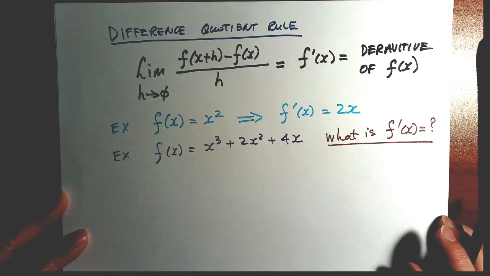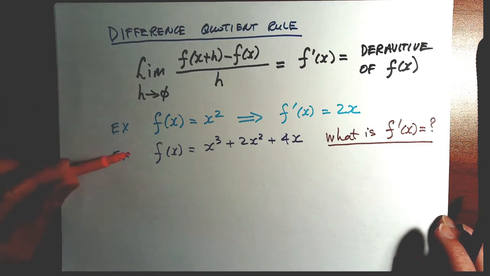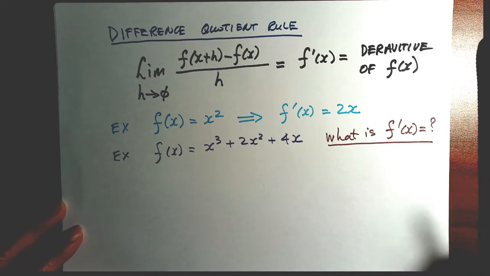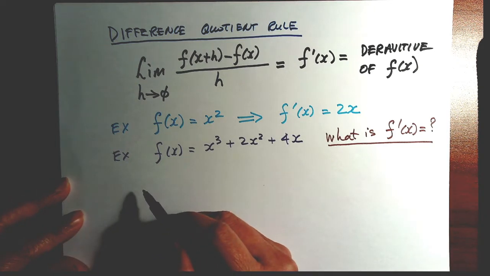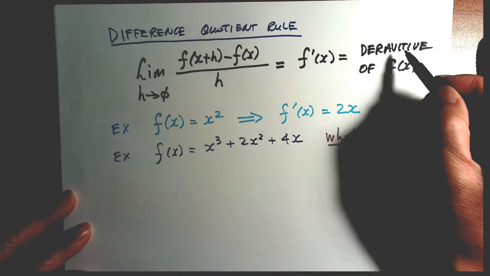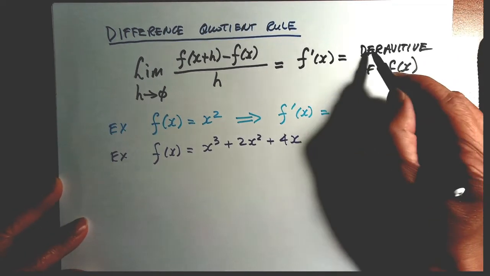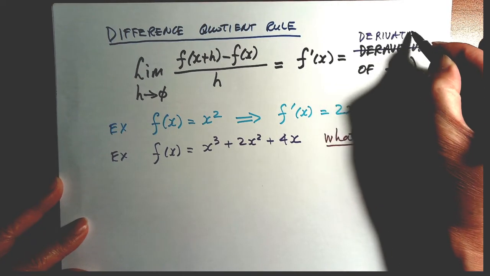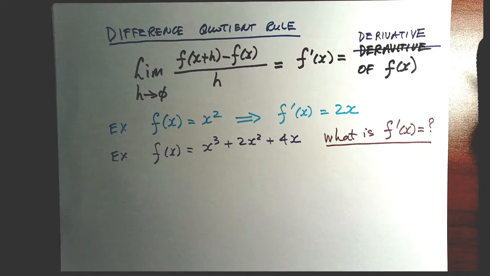We will be using the difference quotient rule above, plugging in the value of this function f(x) and seeing how we can derive f prime x, the derivative of f(x). You have to learn how to spell derivative, unlike me. D-E-R-I-V-A-T-I-V-E. Just learn it a couple of times, you get it right.